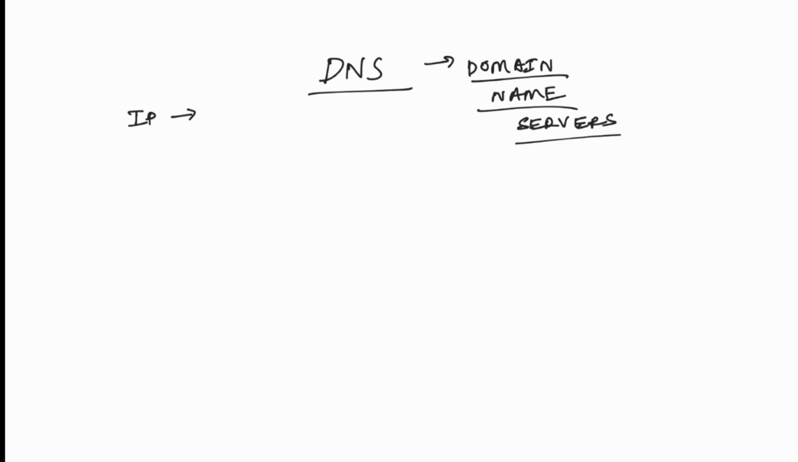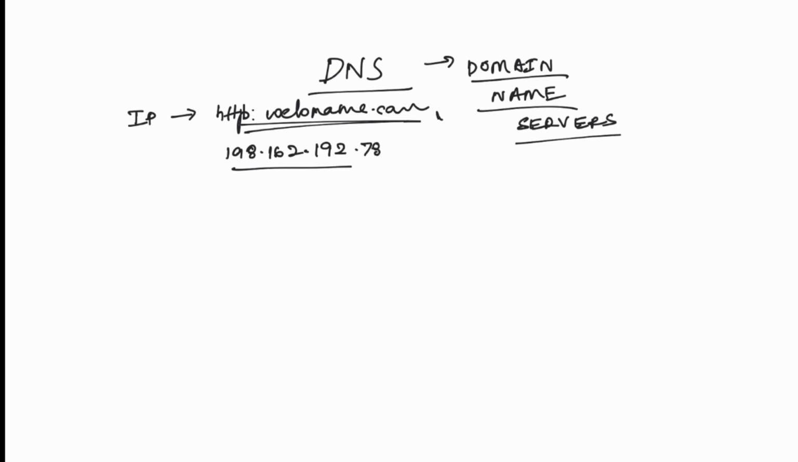For example, let's take our favorite website, webname.com. I think this will be much easier to remember than actually remembering 198.162.192.78. This would be much easier to remember than this. How many websites can we remember like that?